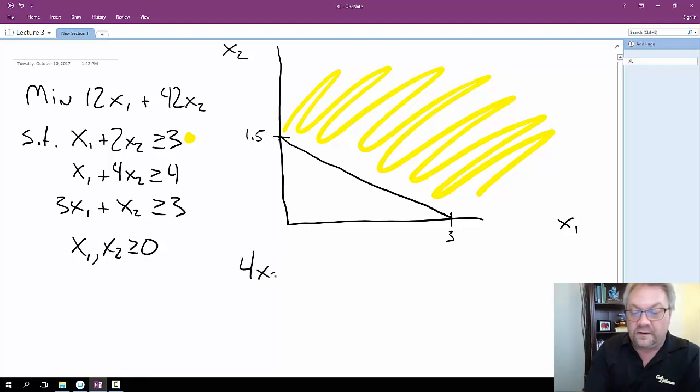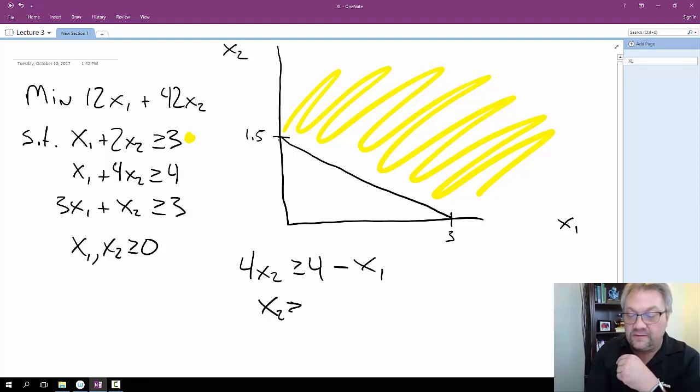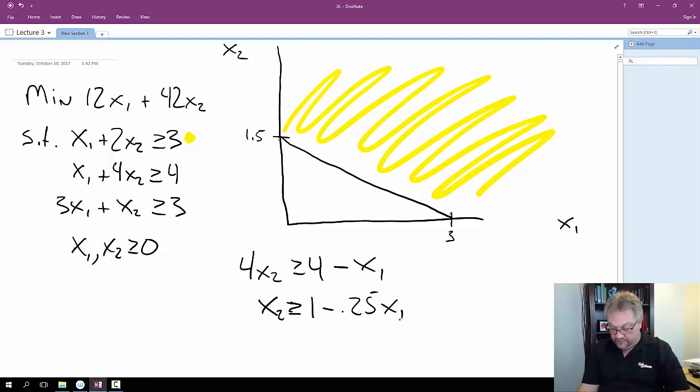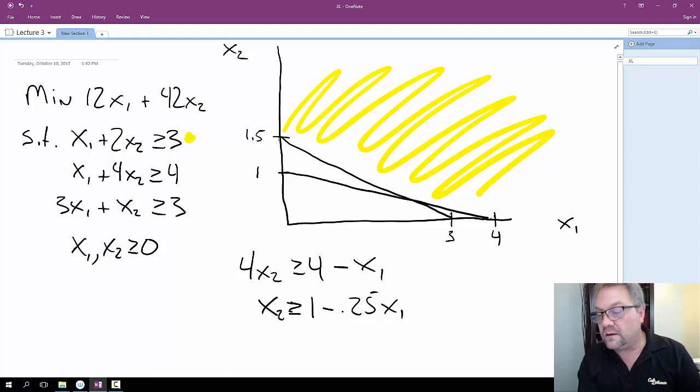So I'm going to have 4x2 greater than or equal to 4 minus x1, or x2 is greater than or equal to 1 minus 0.25 x1, right? So I'm going to have 1, and then a slope of -1/4 means that I'm going out here to the 4. So draw that in.